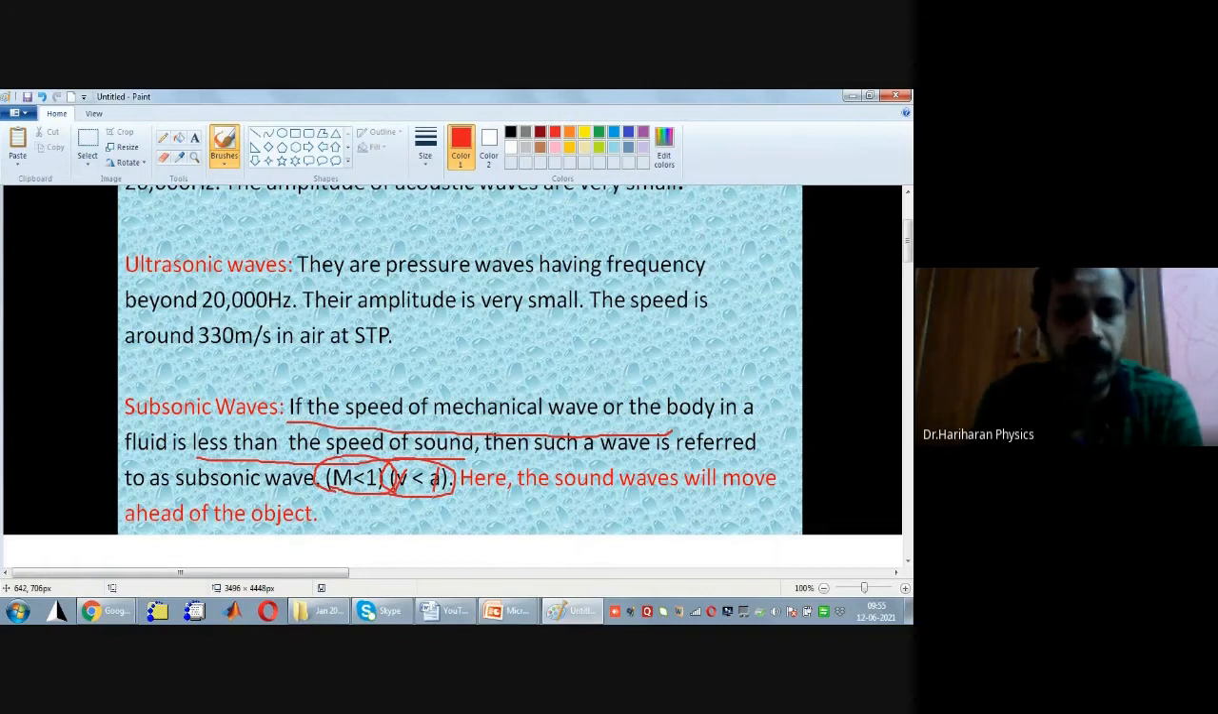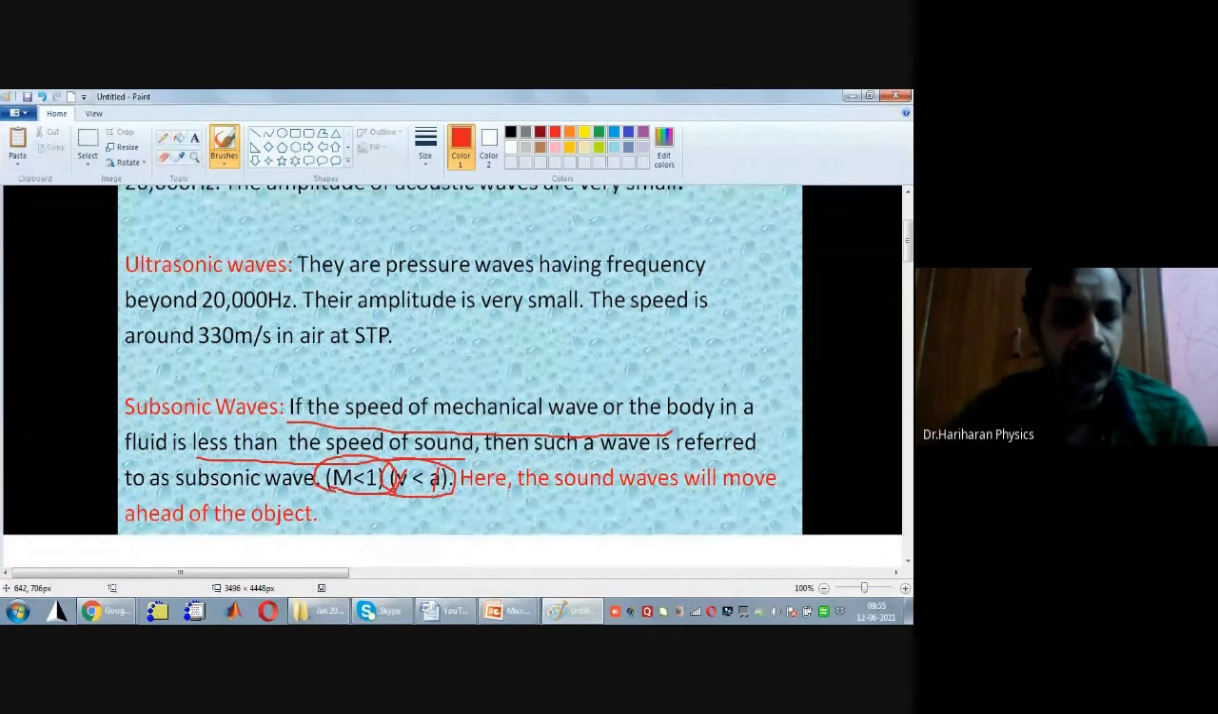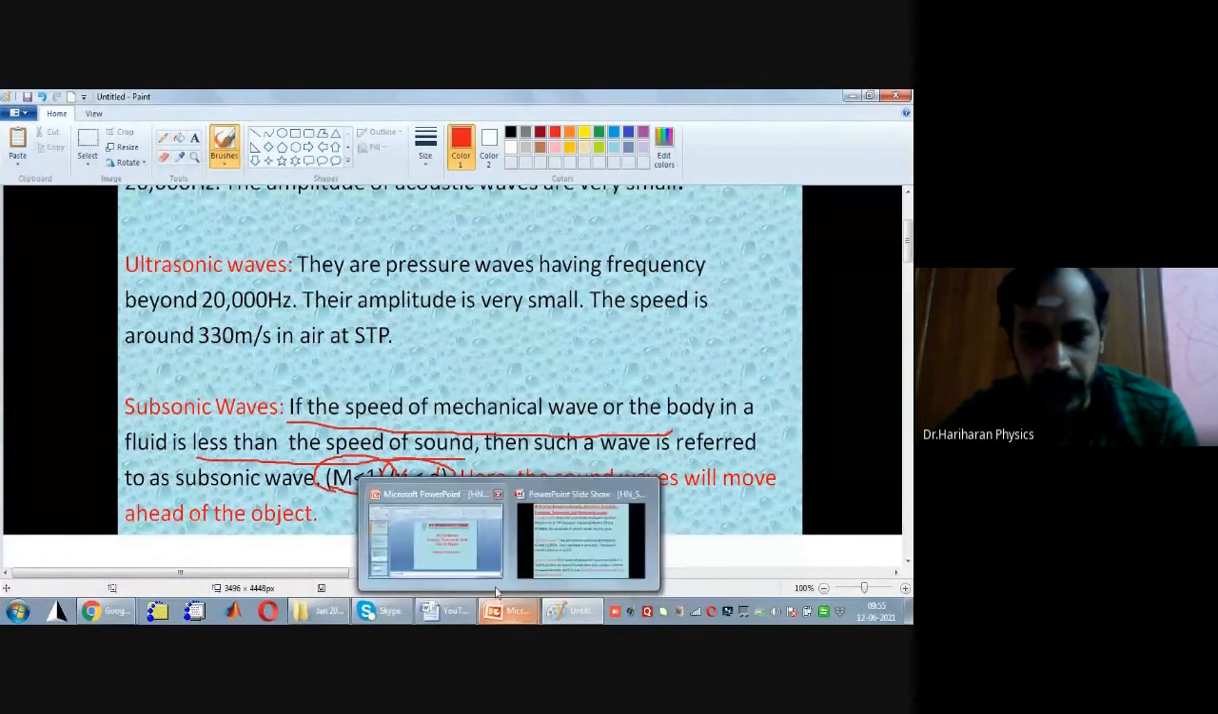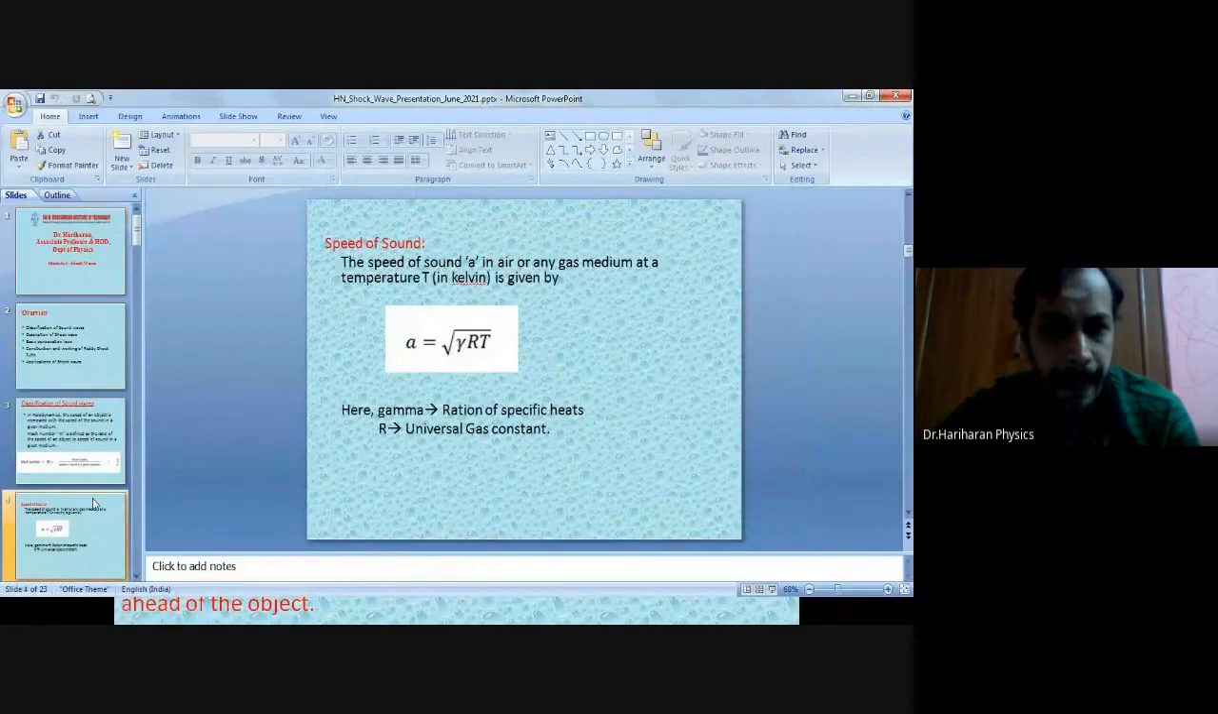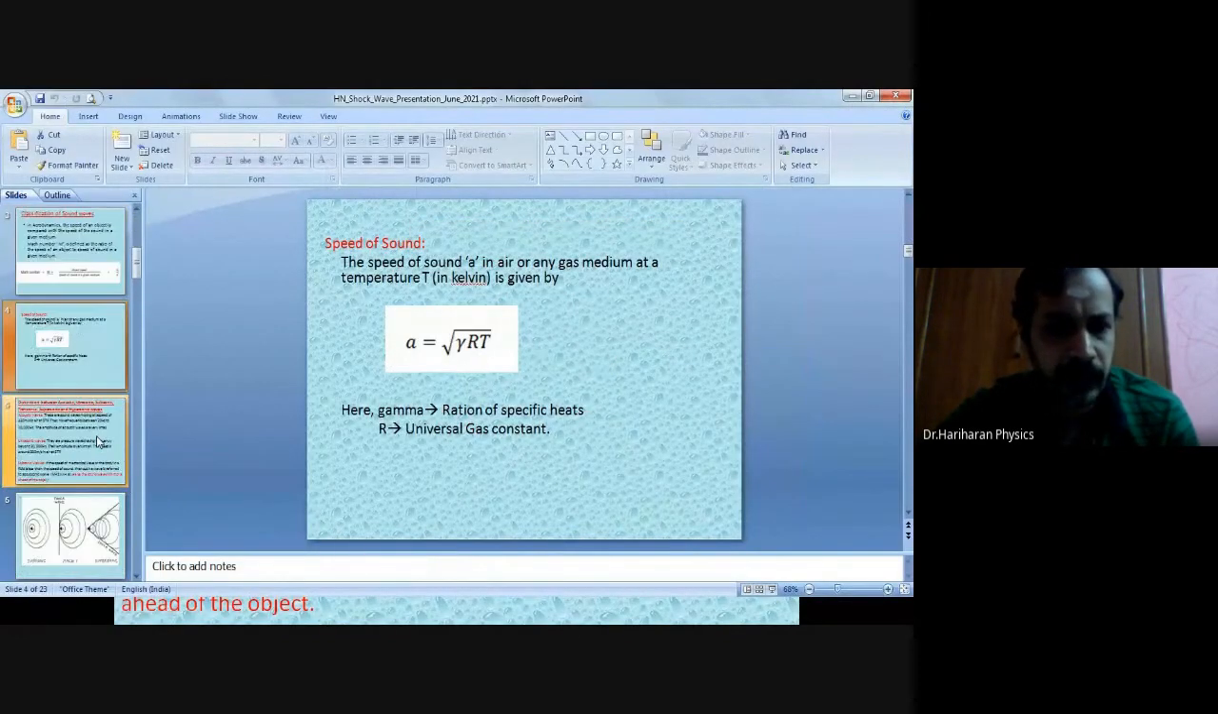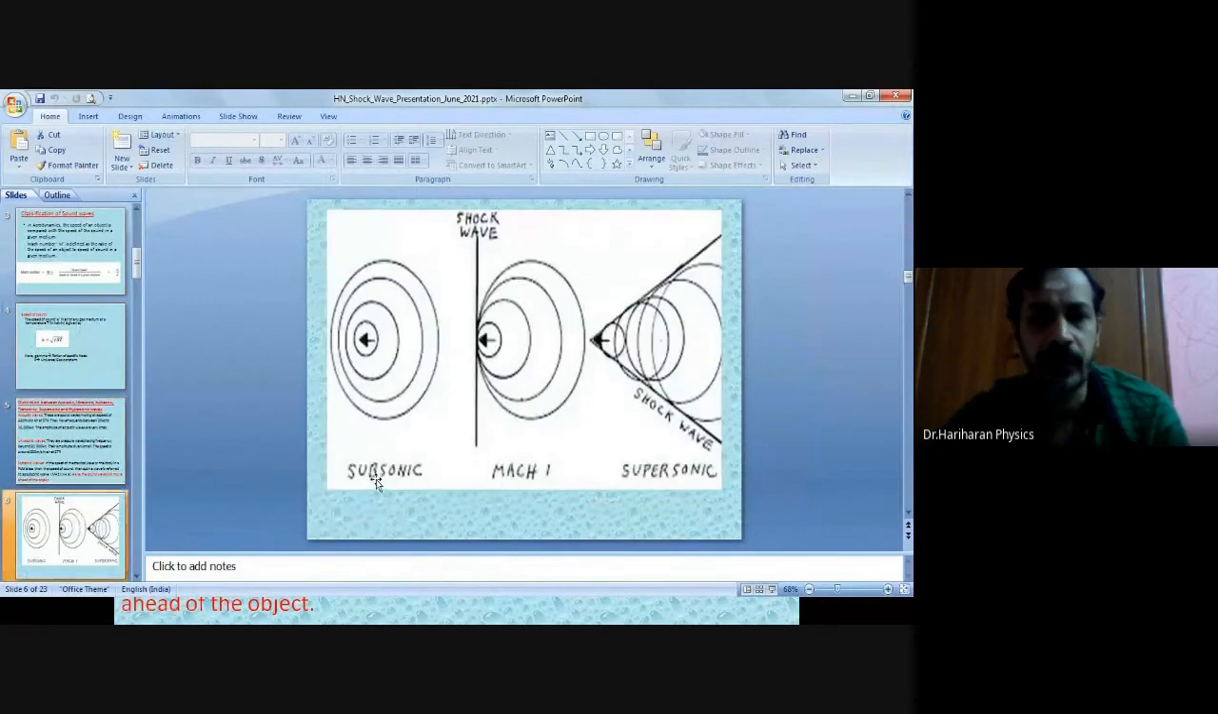What is the example for this? The example for this is the motion of a passenger aeroplane, or the motion of a car. Okay, all these are going to be less than the speed of sound. In that case I think some figure is there in a future slide, so let me show that. Yeah, let me look at this figure.